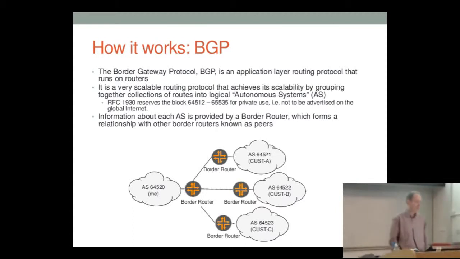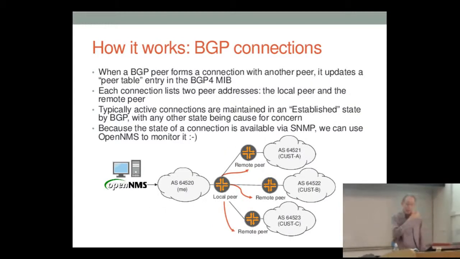Okay. So the problem that we've got essentially is Arqiva, or me, on the left-hand side, and I have a bunch of customers, and we have peering with one another. BGP has this concept of border routers, as you probably know. Border routers create relationships with one another and share information about the various autonomous systems that they each are borders to. When a peer makes a connection with another peer, it updates an entry in the BGP4 MIB, and includes in there details about the state of that link.